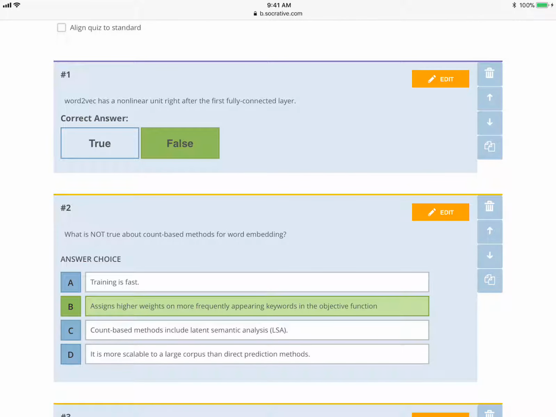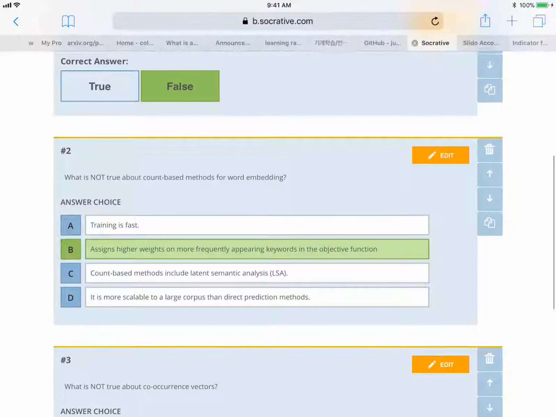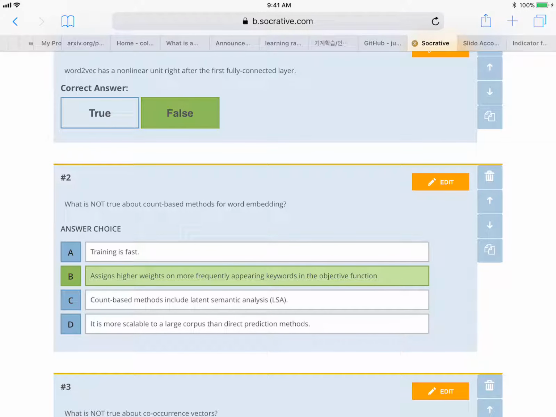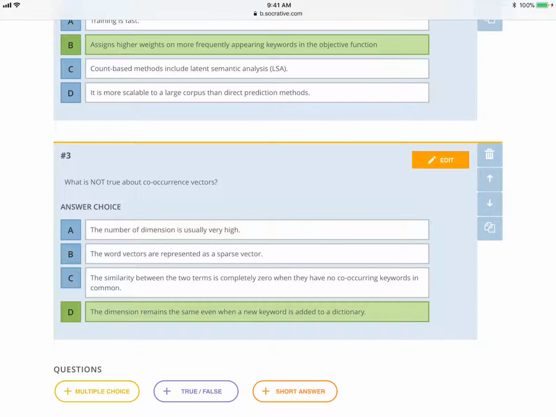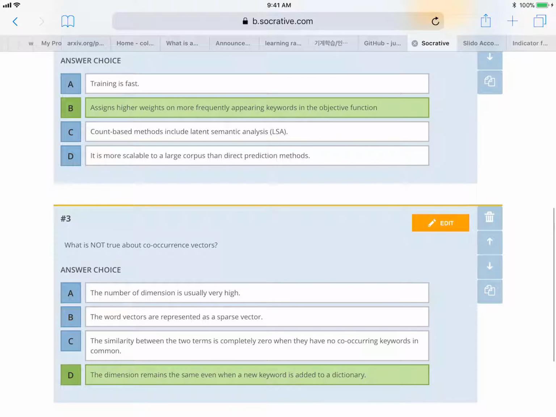The first one is false, right? Yeah, because we don't have any nonlinear unit in the middle. And then the second layer. Okay, let's look at the last one first. So you guys understand? Yeah, it was quite easy, right? It looks like many students correctly answered this question.